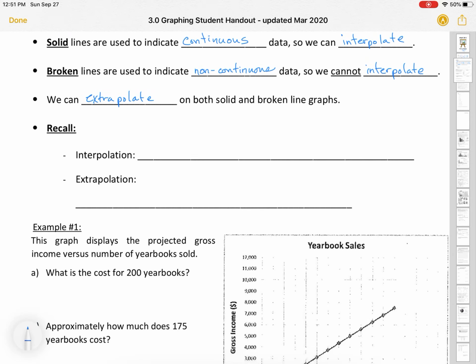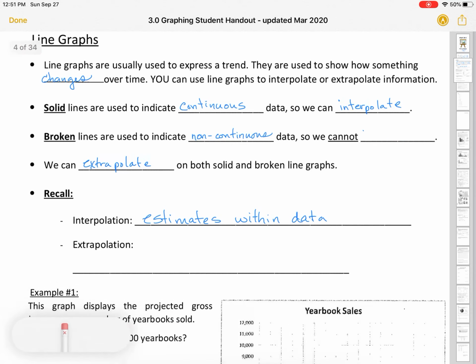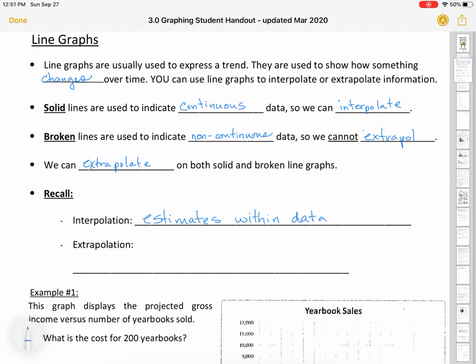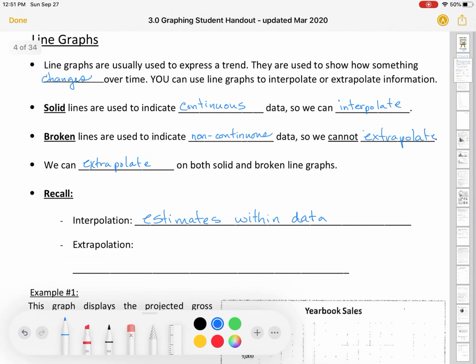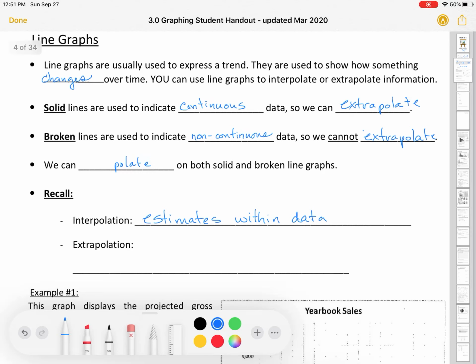Remember, interpolation is estimates within data. Actually, I'm confusing this. It's non-continuous data, so we can't extrapolate. But between each points, we can interpolate. Oh, Mrs. Finley. Sorry, brain burp. Extrapolate. But we can't interpolate. We can't interpolate.